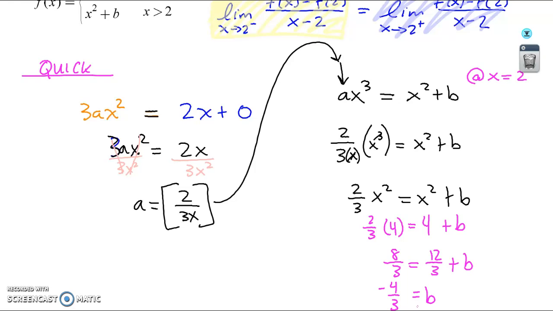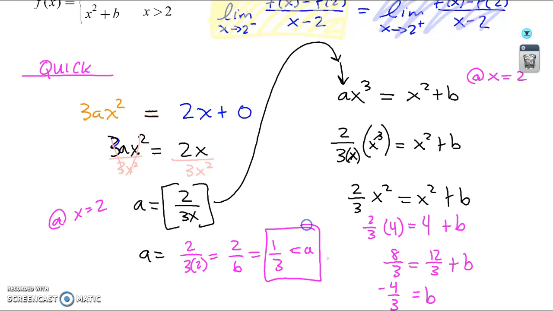To find out what a is, we could use a different situation. Well, actually, we don't even need to do that because I know what a is supposed to be. Well, this is supposed to happen, again, at x equals 2. I probably could have said that earlier. I apologize. So a is equal to 2 over 3 times 2, so 2 over 6, which is 1/3, which again is what the back of the book is saying. So I found both a and b.